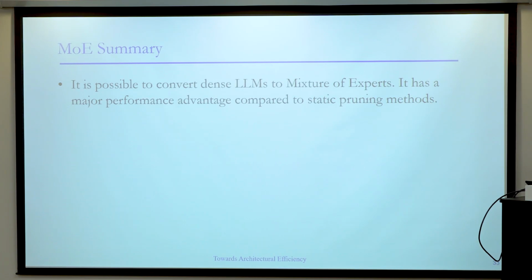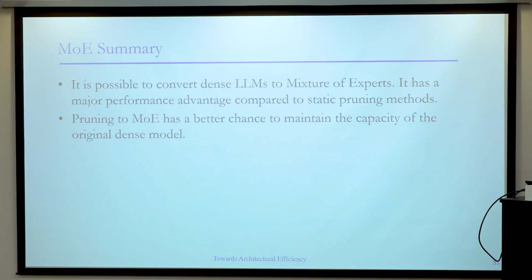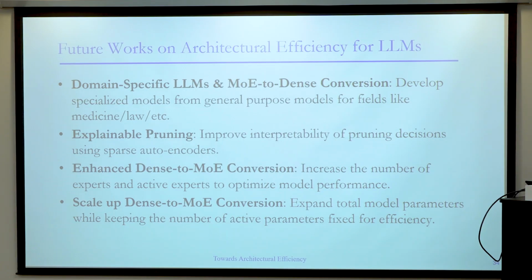And then we'll have the summary for the MoE models. We show that it is possible to convert dense large language models to a mixture of experts, and it has a major performance advantage compared to static pruning methods. Also, pruning to or converting to an MoE model has a better chance to maintain the capacity of the original dense model. And of course, the experts may or may not have semantic meanings, which requires further validation.